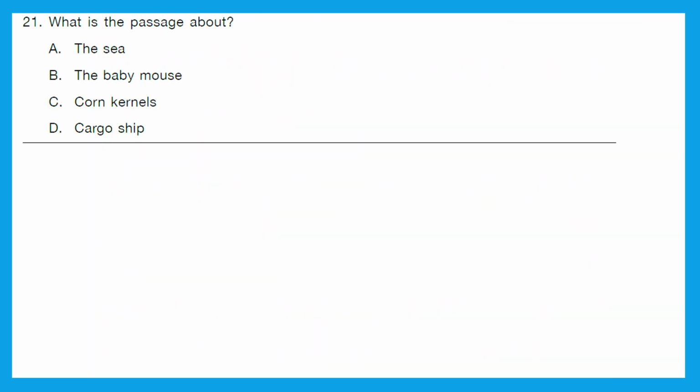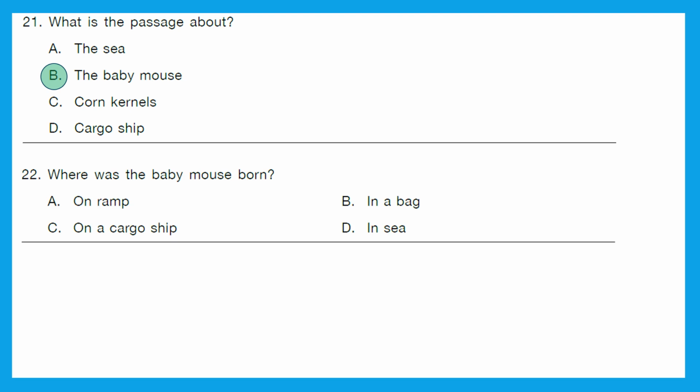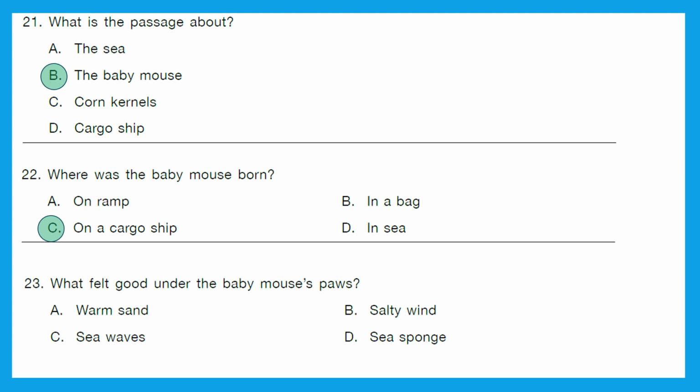Let's see if you can answer these questions. What is the passage about? It's about the baby mouse. Option B is the right answer. Question 22. Where was the baby mouse born? On a cargo ship. Option C is the right answer. Question 23. What felt good under the baby mouse's paws? It was warm sand. Option A is the right answer.